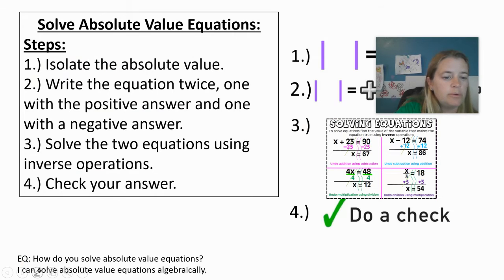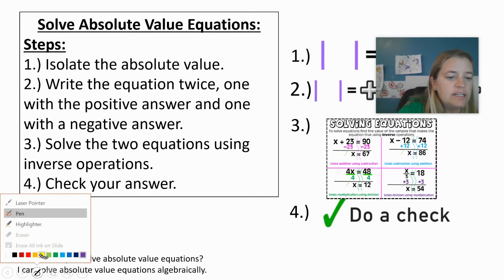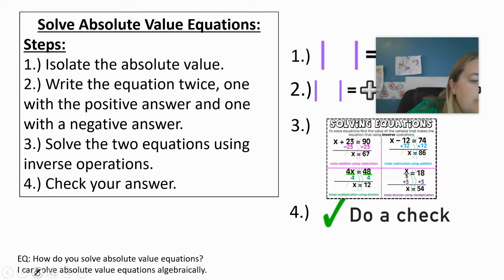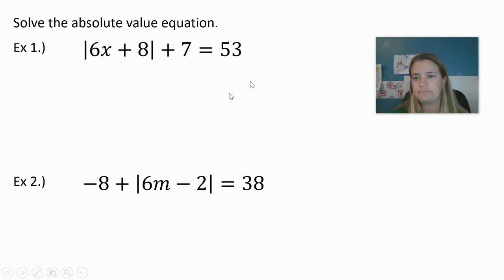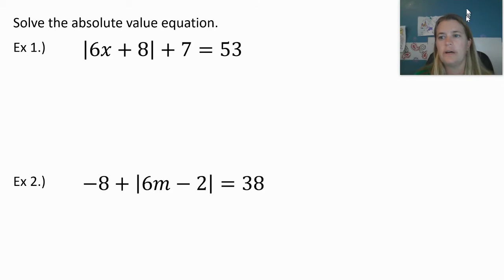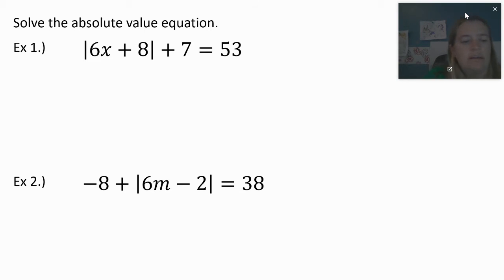All right, so really what we're working on today is step 1, isolating the absolute value. We skipped that the other day, so we're going to go ahead and continue. What happens if we do not have that absolute value isolated? Alrighty, here we go. Here's example 1. Hopefully you notice that this absolute value is not isolated. It is not all by itself. Oops, sorry if I'm covering that camera.